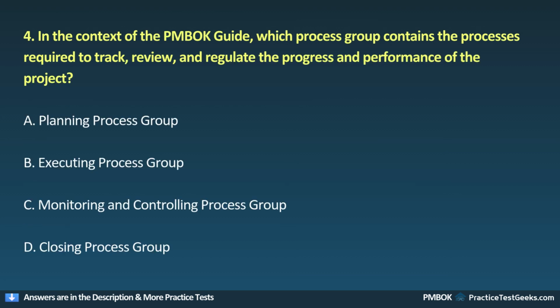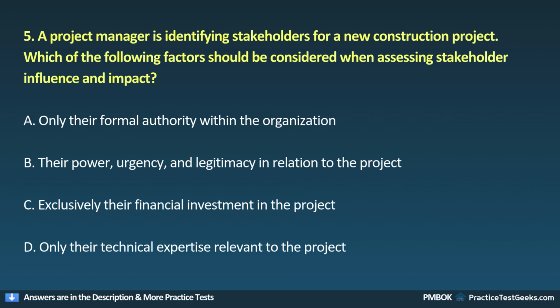4. In the context of the PMBOK guide, which process group contains the processes required to track, review, and regulate the progress and performance of the project? A. Planning process group. B. Executing process group. C. Monitoring and controlling process group. D. Closing process group.